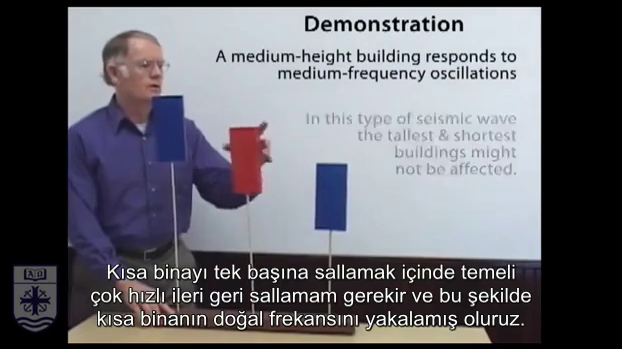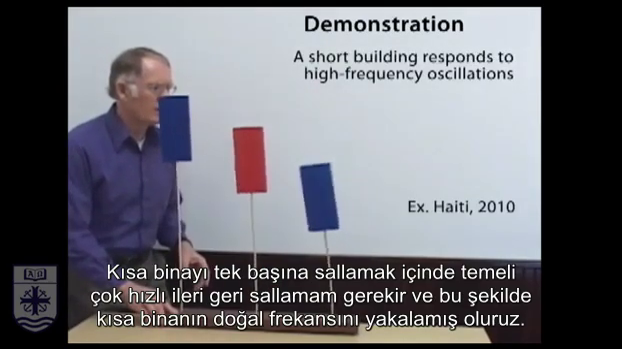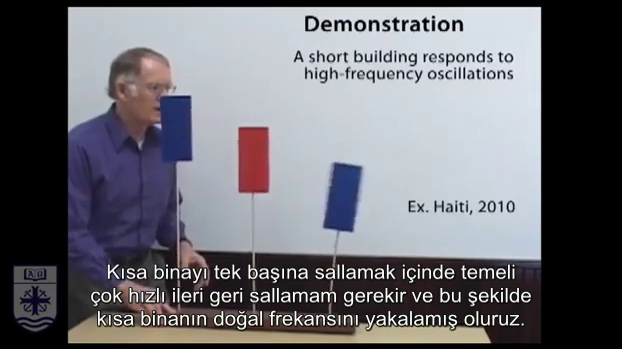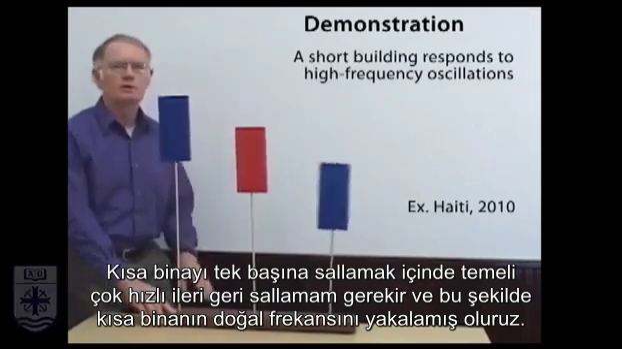To get the short building to oscillate, you need to move the base very briskly back and forth and dial in to the natural frequency of the short building, and we can see that the intermediate and tall buildings are barely moving.